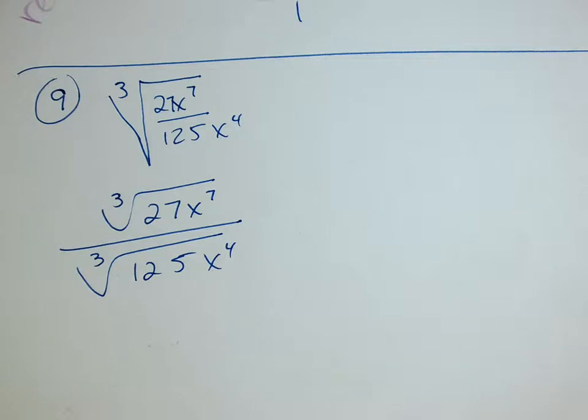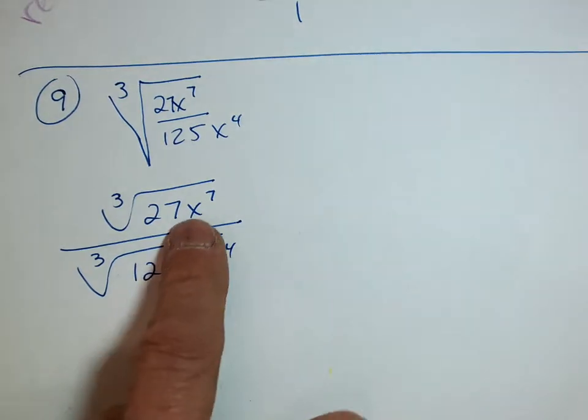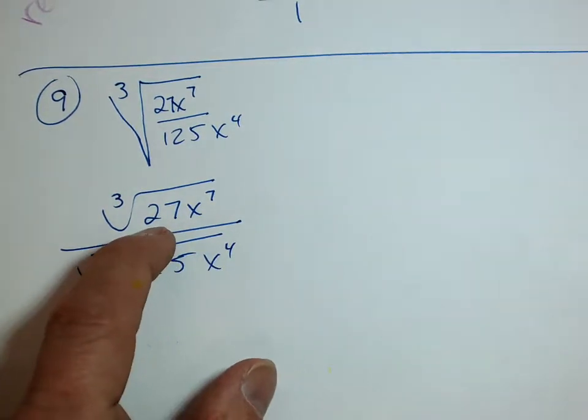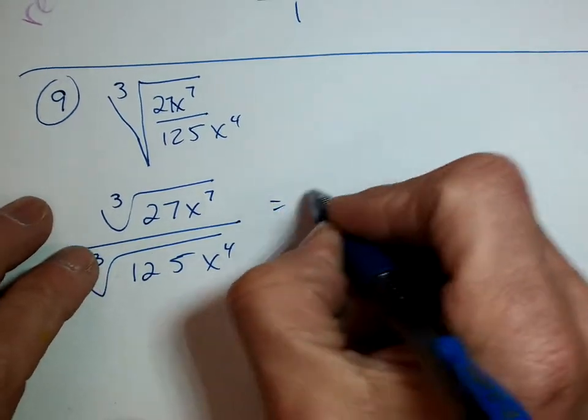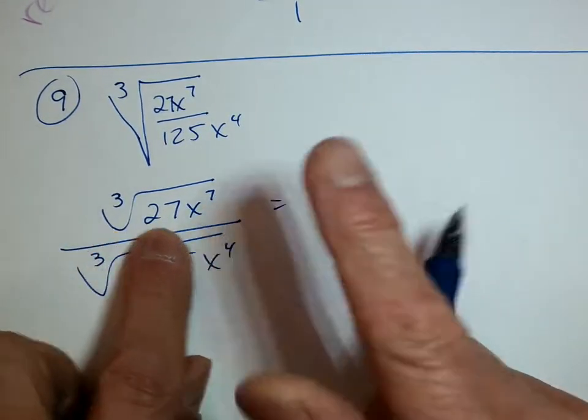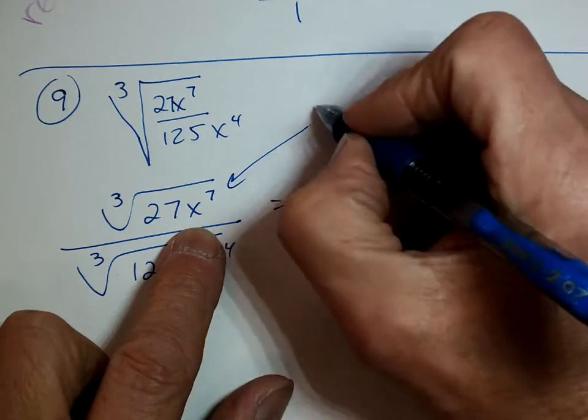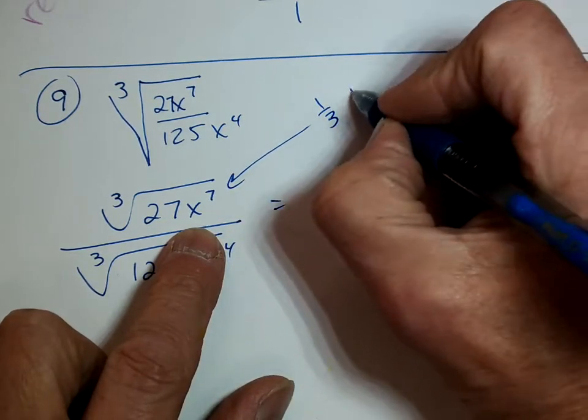Okay, so what do we do? Well, I know that 27 is a perfect cube, right? Yep. The cube root is 3. So I know I'm going to go 3, but I want to take 1/3 of my exponent.